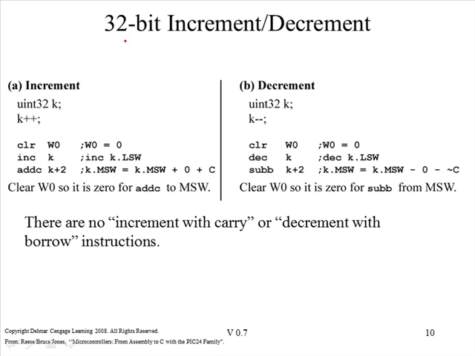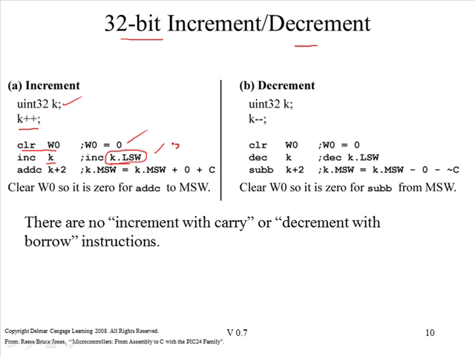Let's go look at an efficient way of doing 32-bit increment and decrement of a variable. Here we're doing k++, where this is a 32-bit wide variable. So first thing we'll do is we'll clear W0. We'll see why we do that in just a second. Now we're going to do an increment of k. That's going to take the least significant word of k, increment it by 1, and write it back to k.